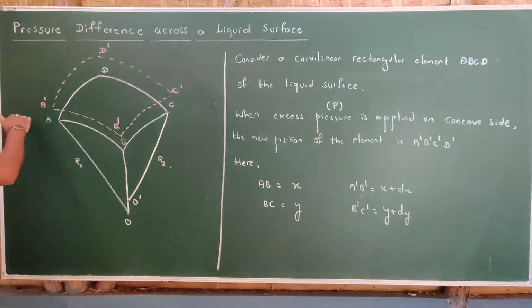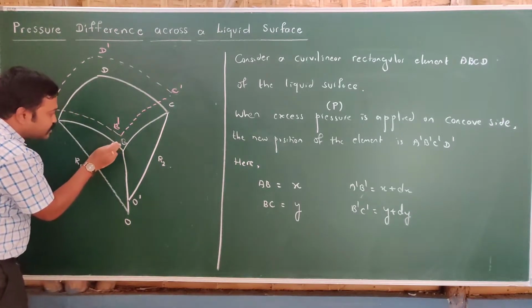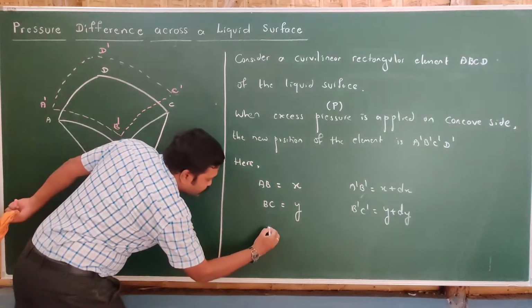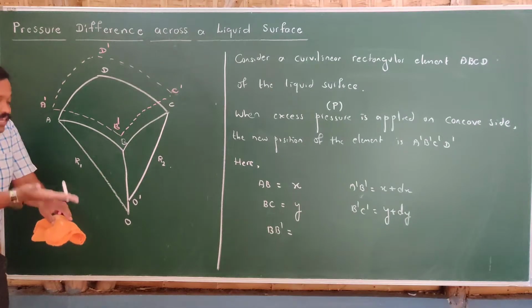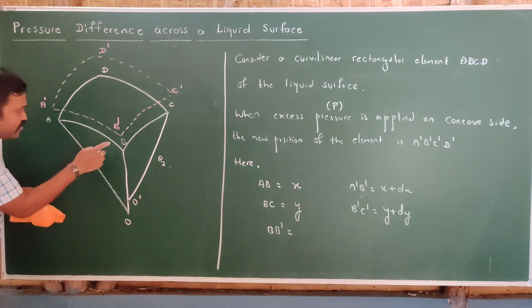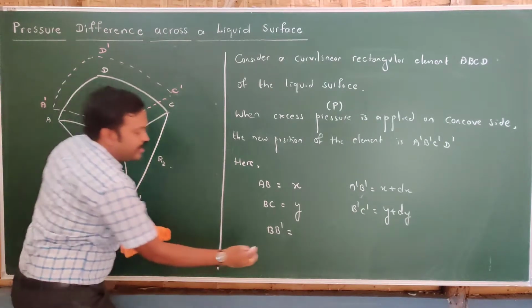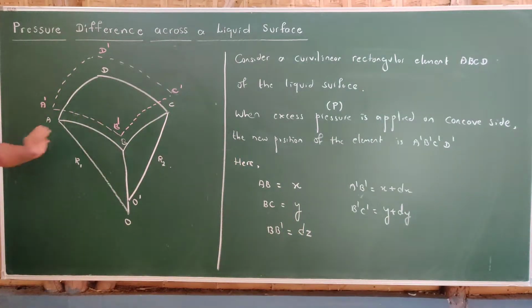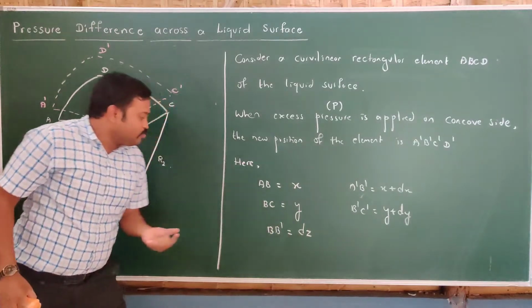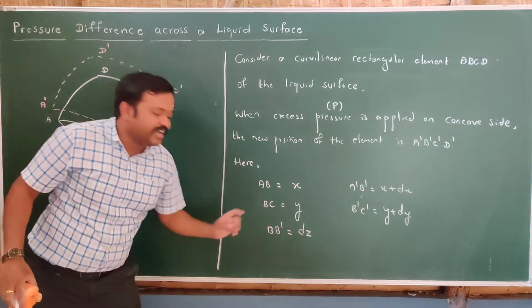And this is X, this is Y, and let me take this as Z. So what is B dash? It will increase in the upward direction, and that increase is also small. Let me take it as dz. Do you understand? B dash is a small increase, dz.